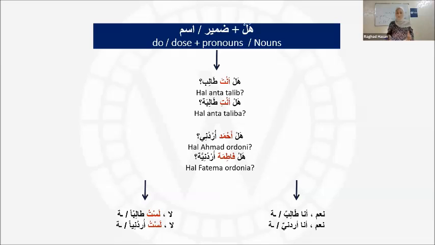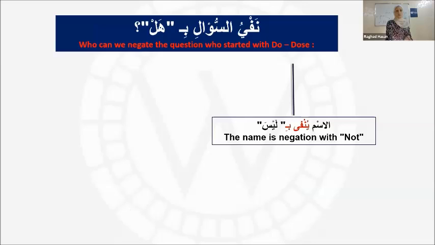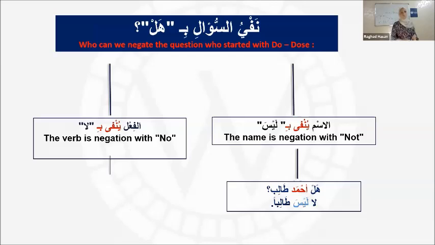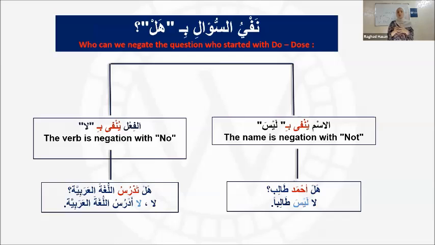Let's see here, how can we negate the question that started with هل? First we have the noun. The noun is negated with ليس. For example, هل أحمد طالب؟ لا. I will put first لا because this is negation, then I will put ليس. So لا ليس طالبا. This is about a noun, اسم.